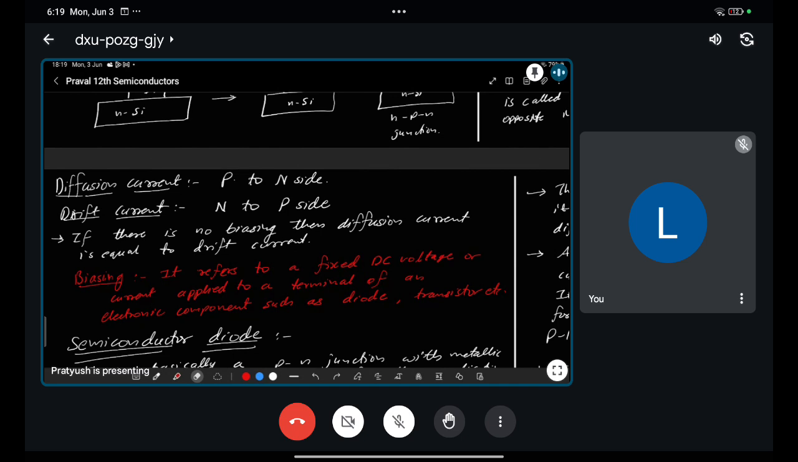Okay. Now, what is this biasing? What did I say just about this biasing? Biasing means a fixed DC voltage or a current is applied to a terminal of an electric component, such as a diode, transistor, etc. This is called biasing. Okay. So this type of biasing or potential difference I am not applying.